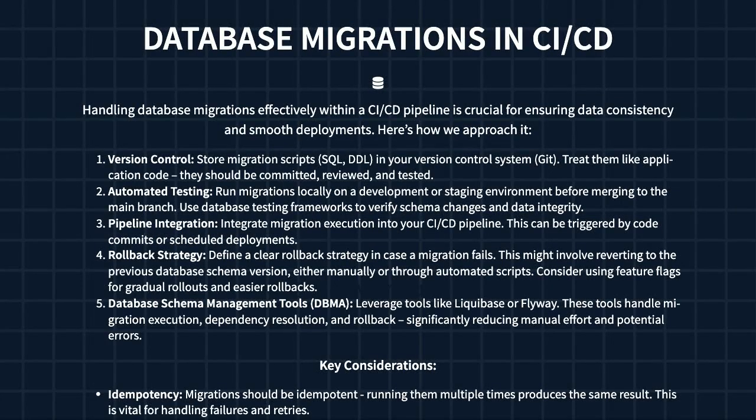Okay, let's talk about database migrations in your CI/CD pipelines. It's super important that your data stays consistent as you deploy. We treat our migration scripts like any other piece of code. We version control them with Git, and we make sure they get reviewed before merging. Before pushing changes to production, we always run the migrations locally on a dev or staging environment using database testing frameworks to verify everything is working correctly. Then, we integrate these migrations into our CI/CD pipeline, so they automatically execute whenever code changes are made. And crucially, we have a rollback strategy in case something goes wrong, maybe reverting back to the previous schema version.